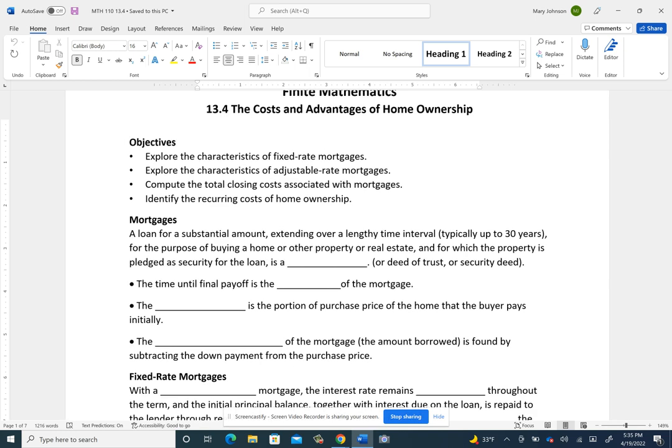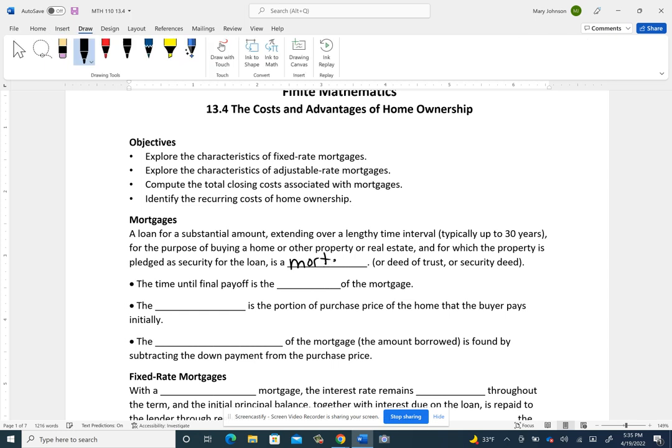All right, so a loan for a substantial amount over a long time period for the purpose of getting a home or other property or real estate, and for which the property is pledged as security for the loan, meaning if you default, they can take your house to get the amount that you borrowed. That's a mortgage. Okay? Sometimes called a deed of trust or a security deed.